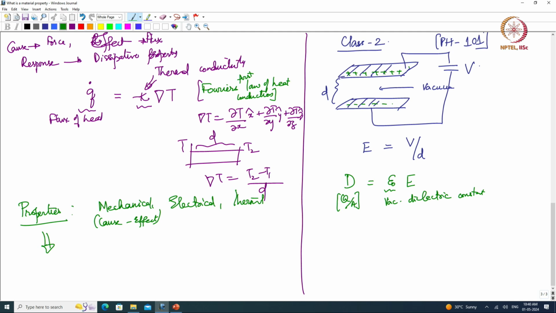Now let me do the same experiment, but instead of having two parallel plates with vacuum in between, I am going to bring in my material, which is orange in color.